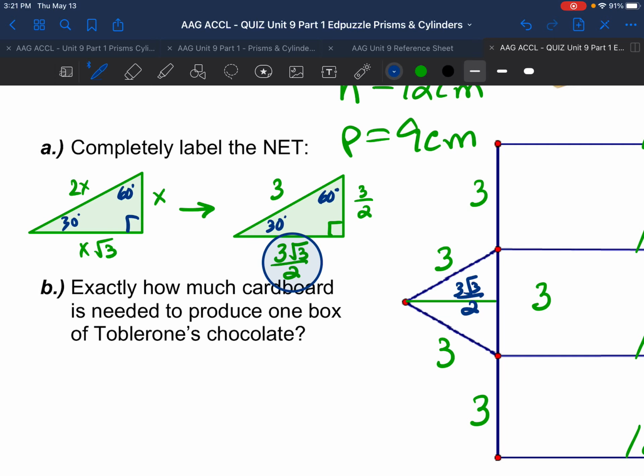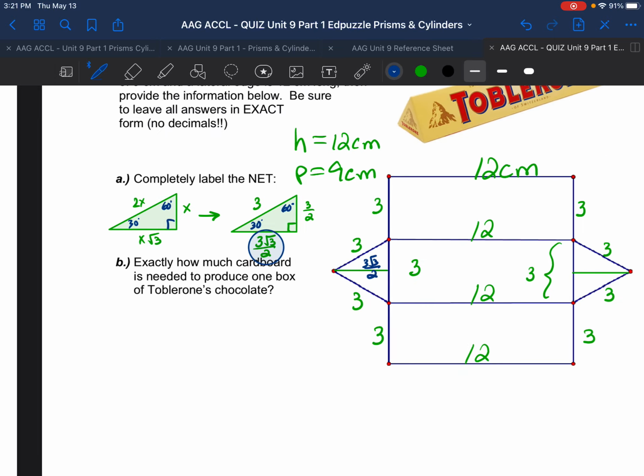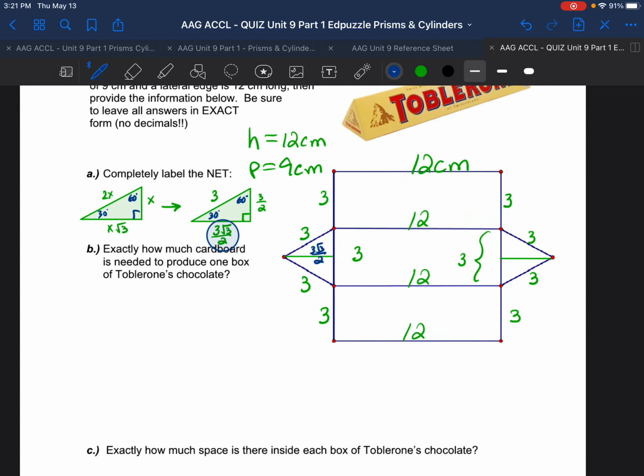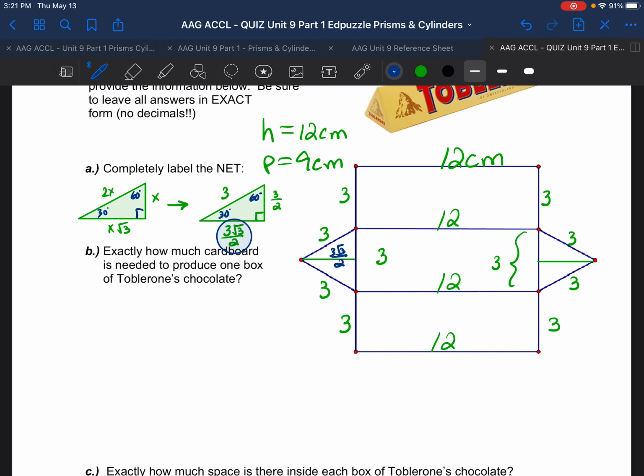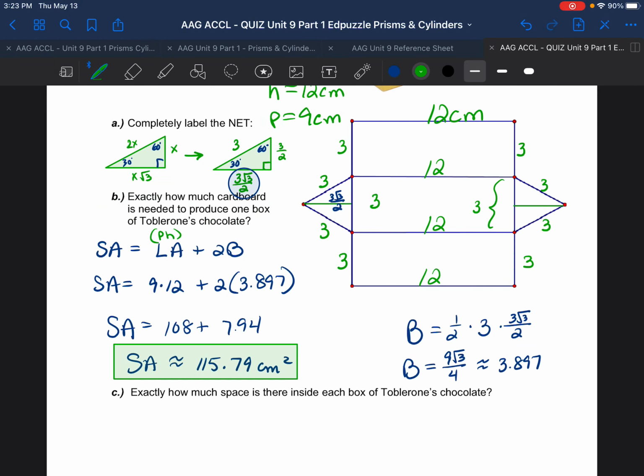All right, so now part B, here we go, we're down to our last 2 questions. How much cardboard is needed to produce 1 box of Toblerone's chocolate? Ladies and gentlemen, I know we were asked to try to keep this exact for a little while, but if you read the directions and you saw the multiple choices, I do think it's a little bit more beneficial to write this. It just gets very messy, very sloppy. So we're changing up the directions a little bit. Instead of being exact, they're asking for approximate.